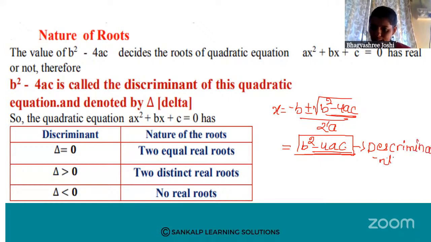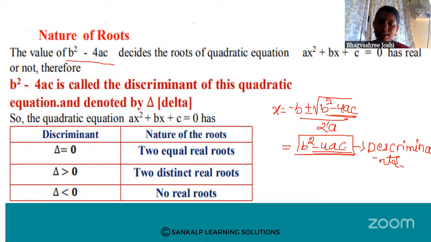Discriminant, what we call as discriminant. The value of b square minus 4ac decides whether the roots of the quadratic equation ax square plus bx plus c equal to 0 are real or not. Therefore, b square minus 4ac is called the discriminant of the quadratic equation, and it is denoted by the letter delta.